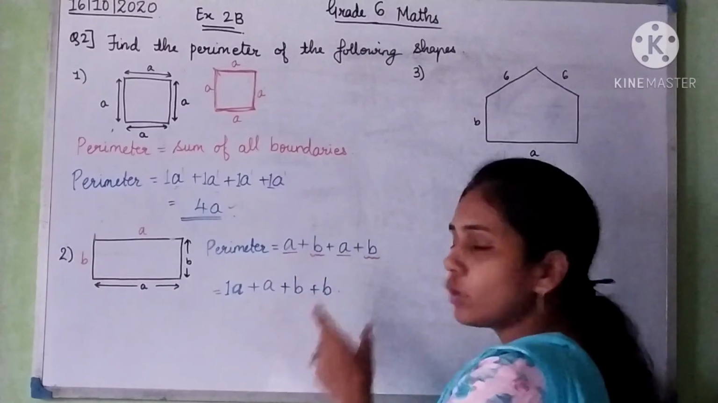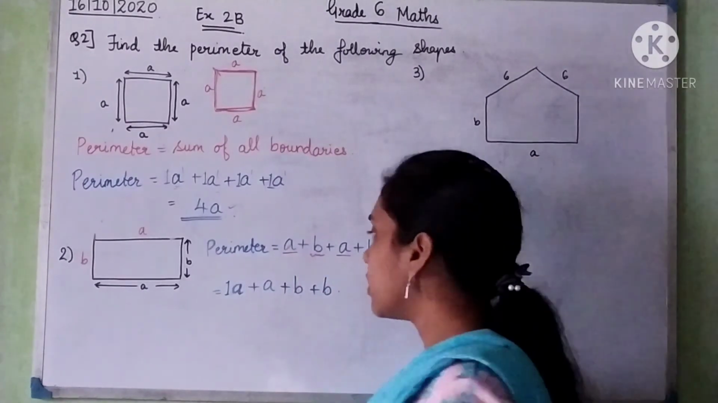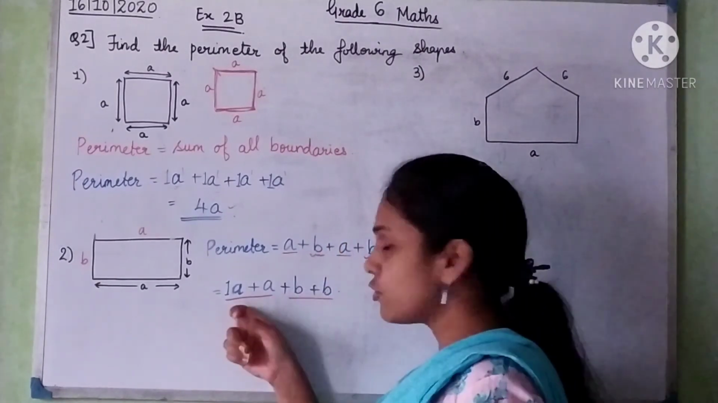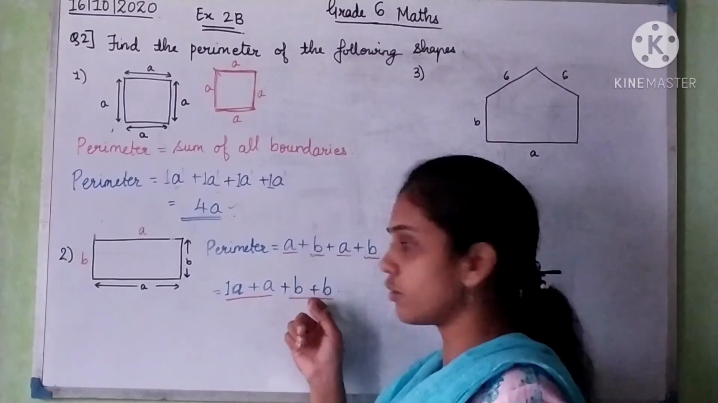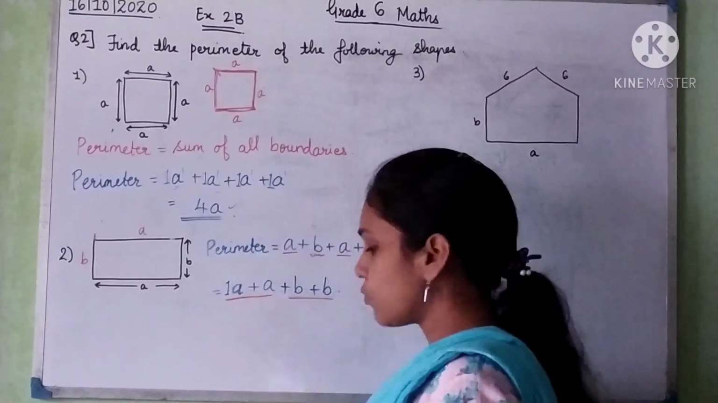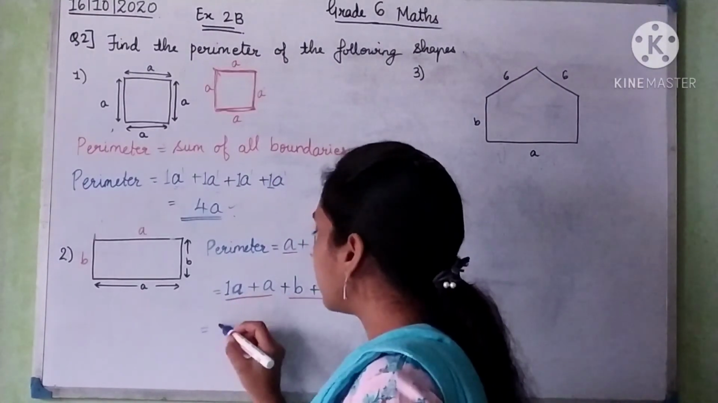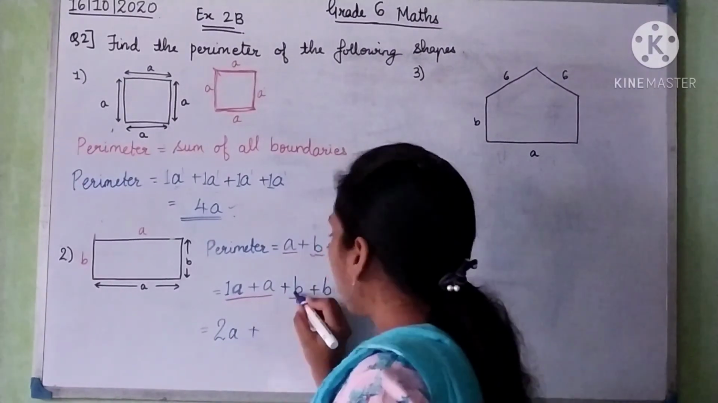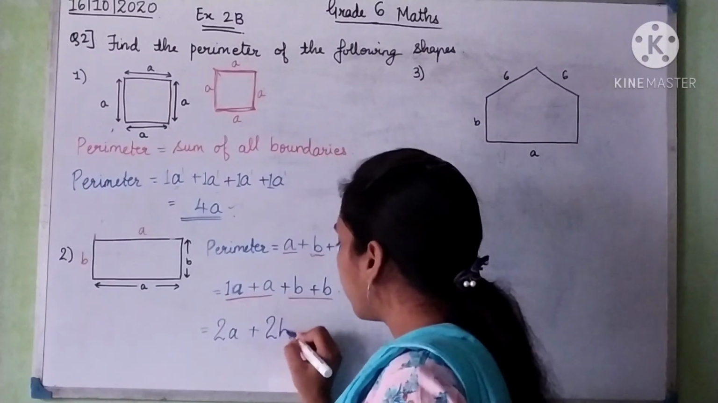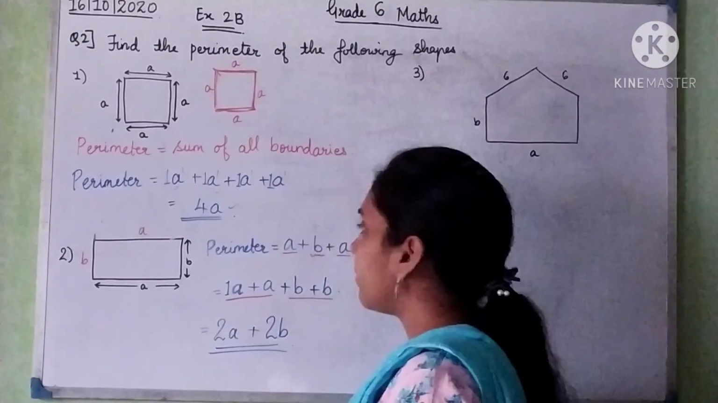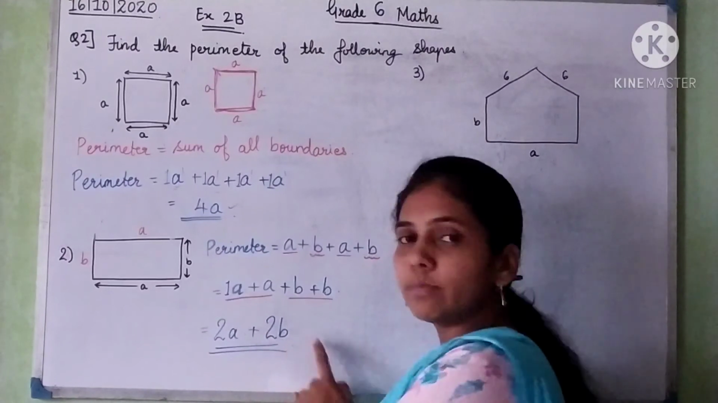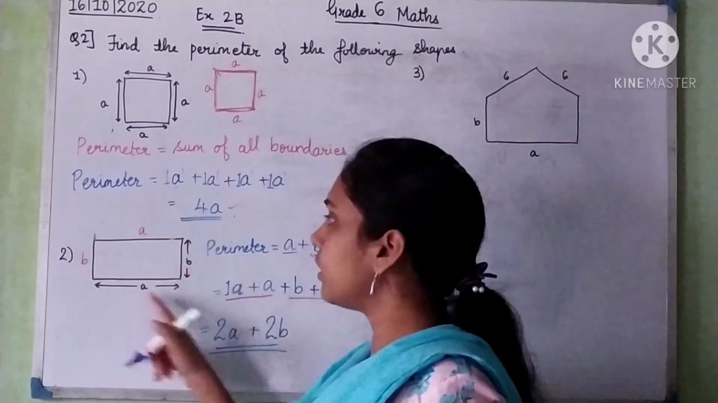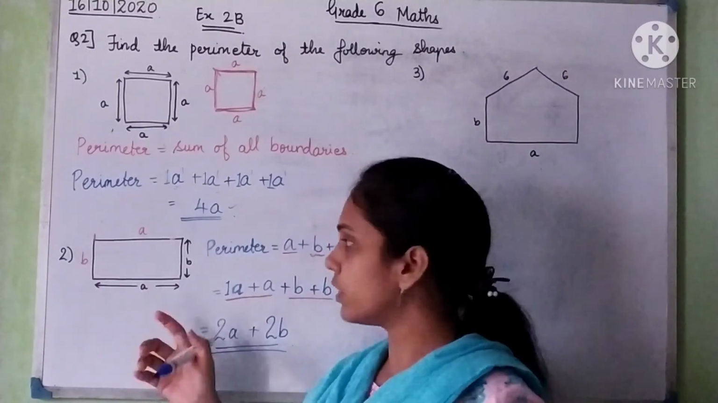Okay. So we can only add like terms together. So here these two are like terms and these two are like terms. So we will add these two like terms together and these two like terms together. Okay. So the A terms, 1A plus 1A is equal to how much? 1 plus 1 is equal to 2. So 1A plus 1A is equal to 2A, and 1B plus 1B is equal to 2B. Okay. So this is the perimeter of this rectangle. It is 2A plus 2B. Okay. Understood? So this is the perimeter, the total sum of all boundaries of the rectangle.